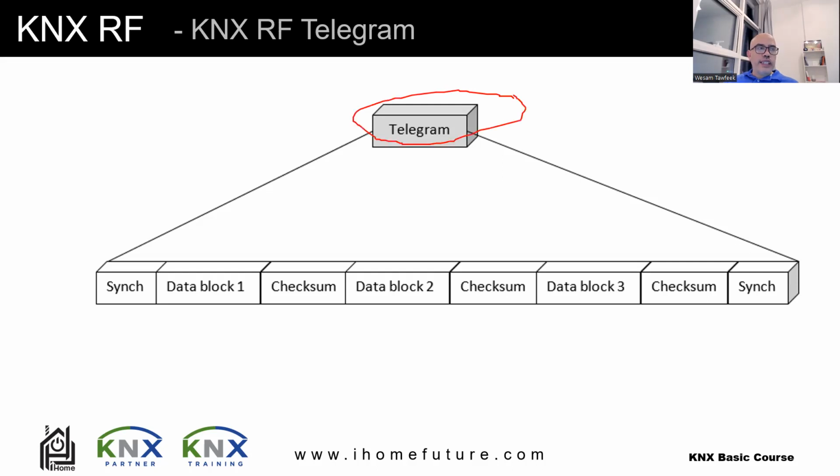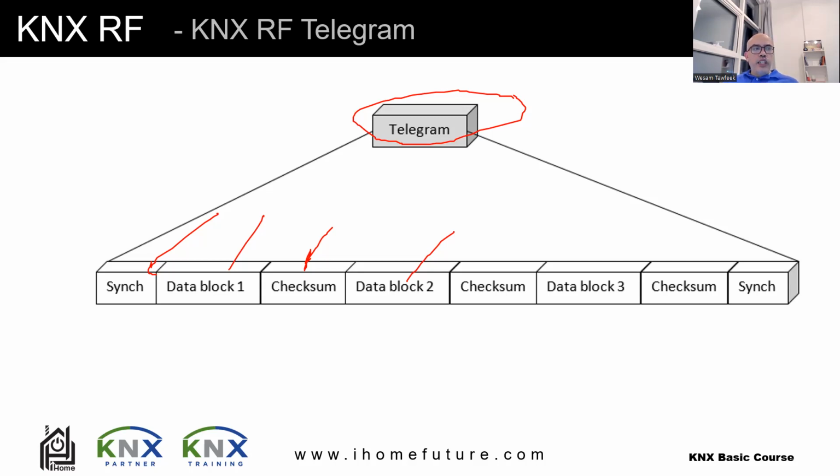So there is a sync part, then a data block part, a checksum to make sure that the signal is correct, then another data block, then a checksum, then a data block, then a checksum, and the sync. The sync is apparently making sure that this is the start and this is the end of the telegram. And then you have a checksum in each telegram to make sure that the telegram is delivered in the right way, so there's no disruption. So the telegram integrity is there. It's intact and the data is fine. And we'll talk about this in the advanced course in detail, by the way.